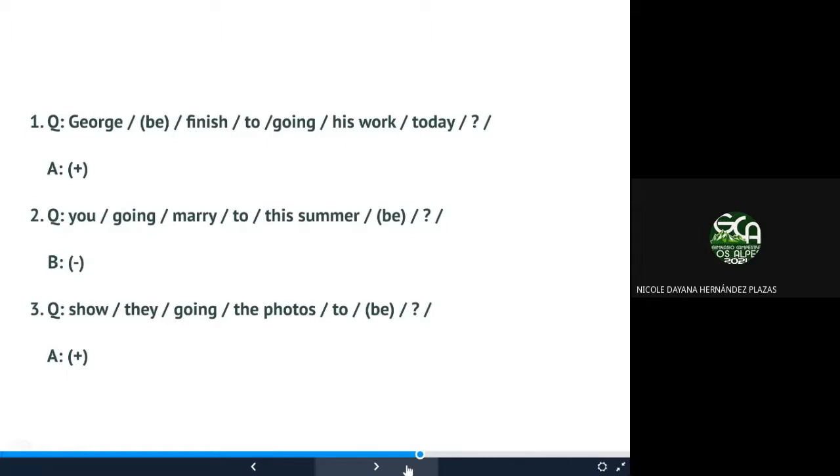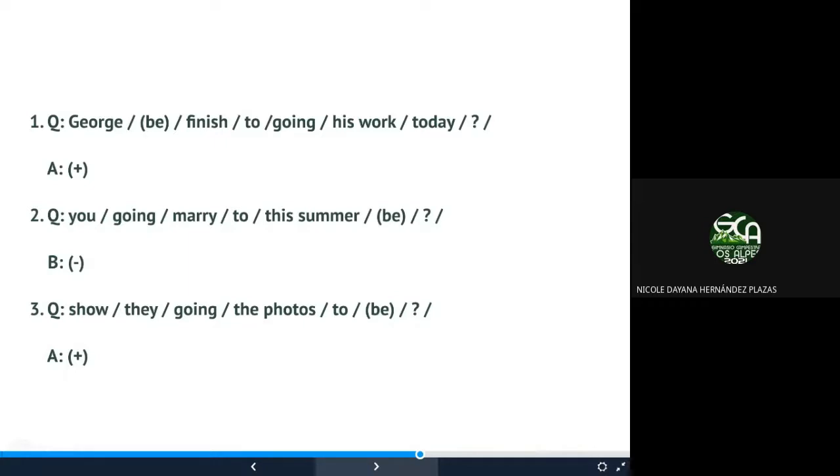However, guys, with will you have more uses than in verb to be. So tell me, remind me this. Which are the two uses in be going to? ¿Cuáles son los dos usos del be going to? The first one.